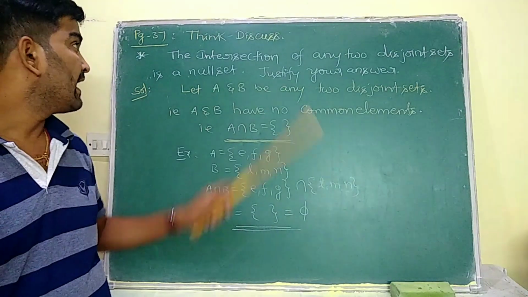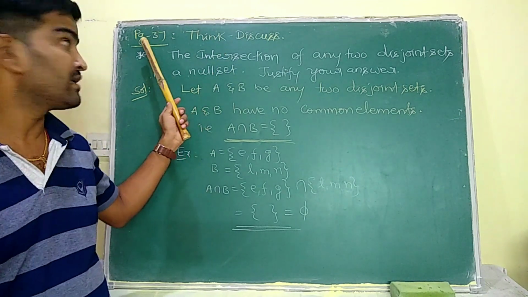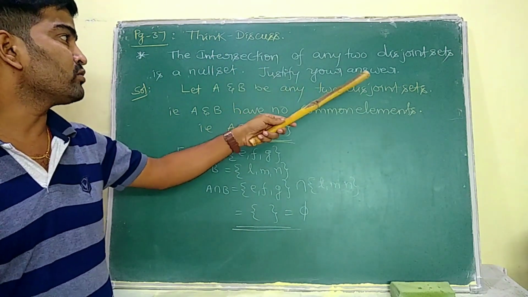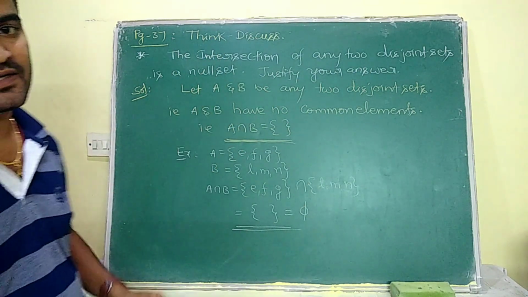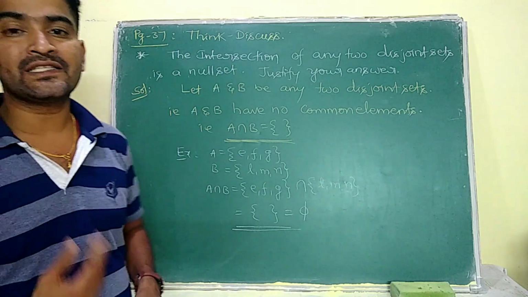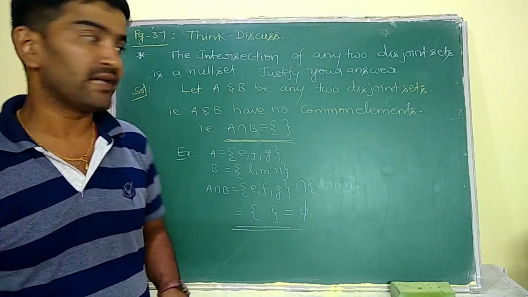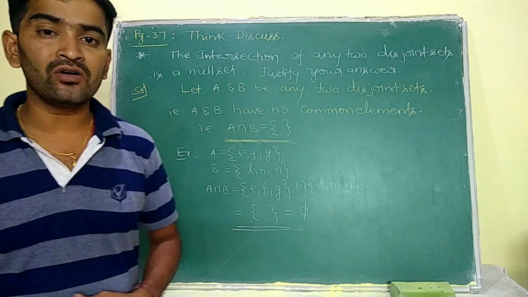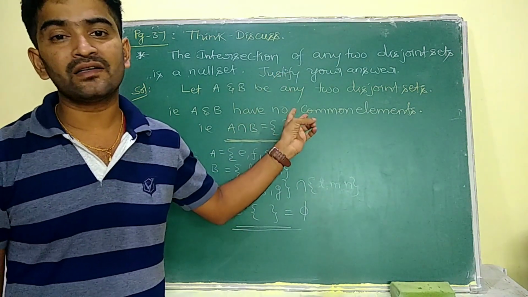Now Seema, a think and discuss question from page number 37. Here the question is: the intersection of any two disjoint sets is a null set. Justify your answer. For that, we have to consider two disjoint sets A and B. So let A and B be any two disjoint sets. As we know, the sets A and B are disjoint.